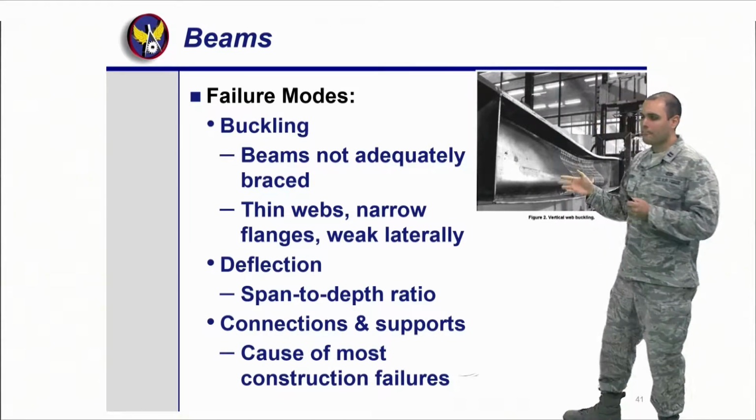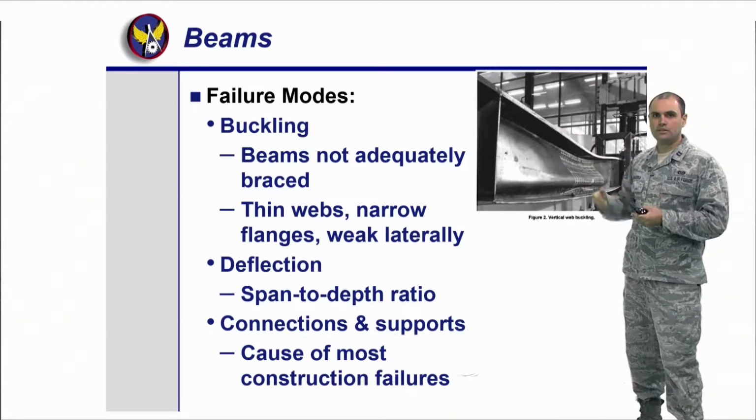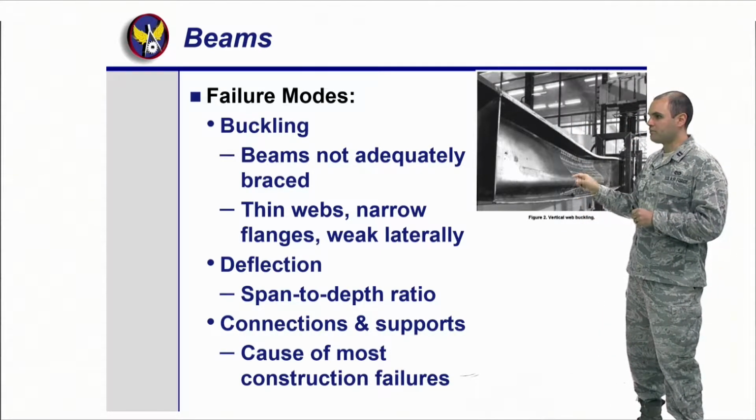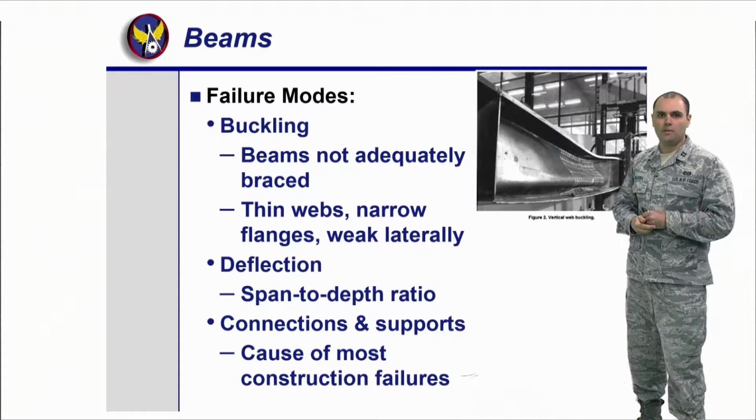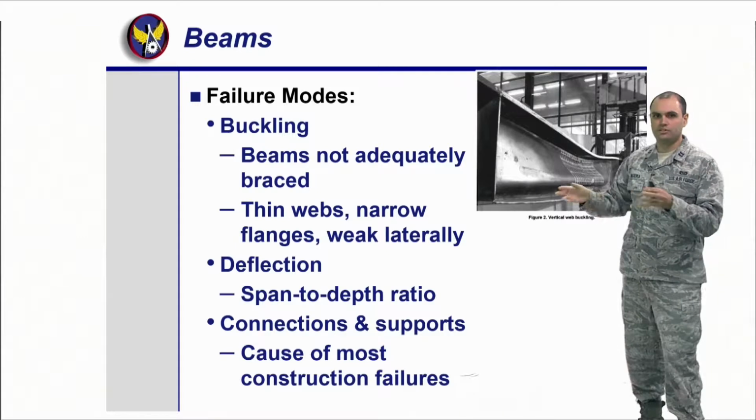Well, that means that the web needed to be stiffened, essentially. So we need to put little stiffeners on it, or bracing, so that this doesn't happen. But this is called buckling of the web. Basically, with a very thin web and narrow flanges, it's weak laterally, and you can start seeing shaking.